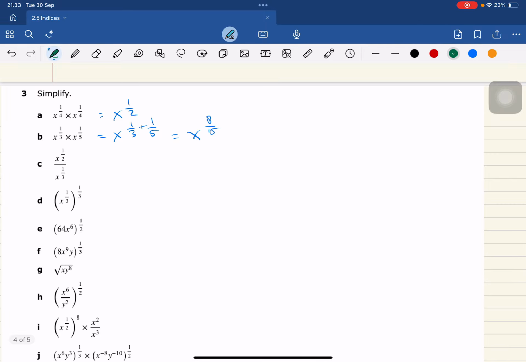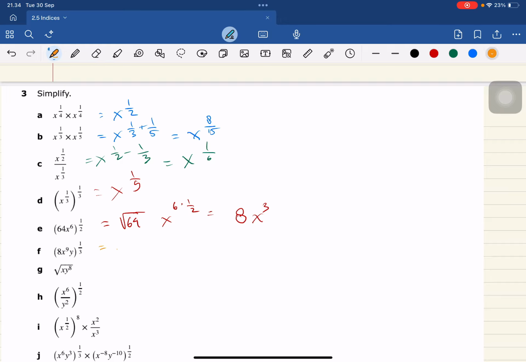Next, minus. So this is x 1 over 2 minus 1 over 3, which will give us the answer of x power of 1 over 6. Next, power with power. So x 1 over 3 times 1 over 3 is 1 over 9. So 64 power of 1 over 2, we can rewrite as square root of 64. And then x 6 times 1 over 2. So this will give us the answer of 8x power of 3.